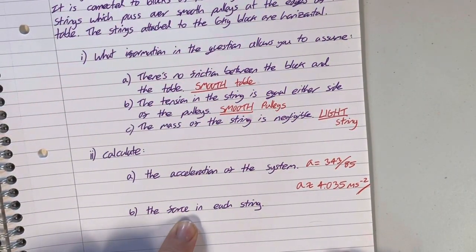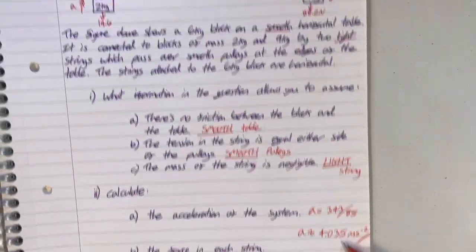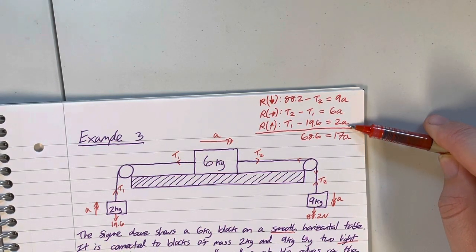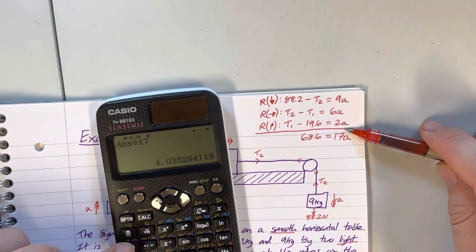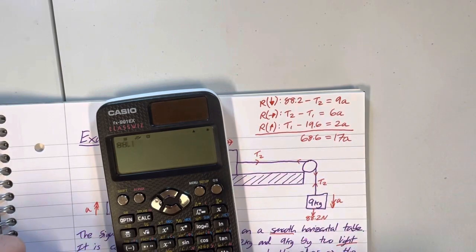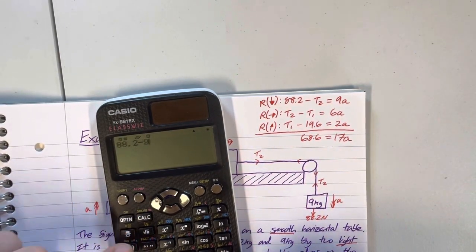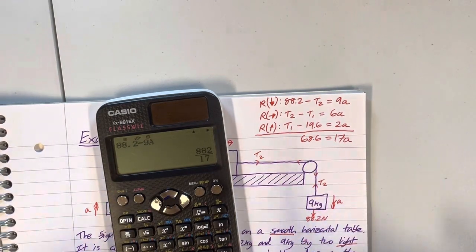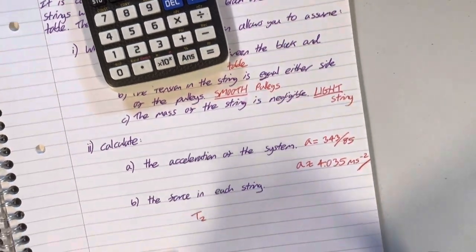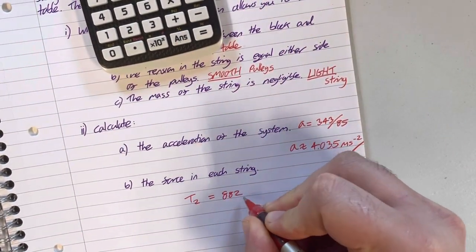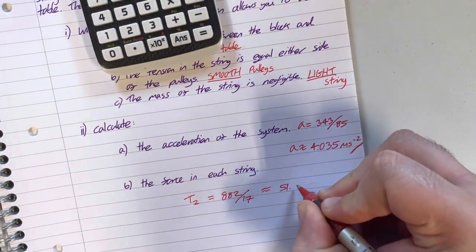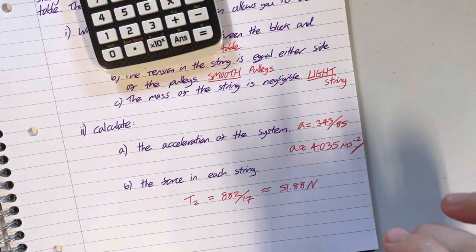It's also asking for the force in each string, so now we can use that value of a in this equation to get T2 and this equation to get T1. Let's store that in my calculator memory as A. T2 is 88.2 subtract 9 times A, which is 882 seventeenths. So T2 is 882 seventeenths, and that is approximately 51.88 newtons.